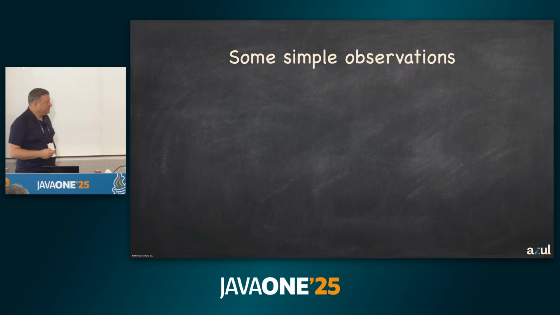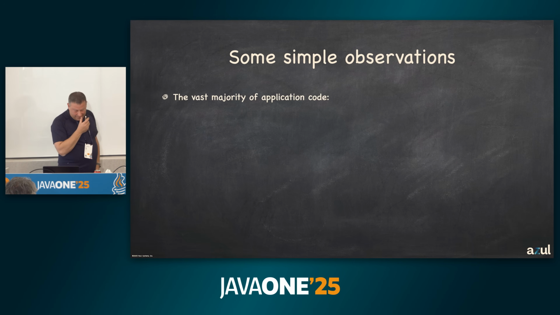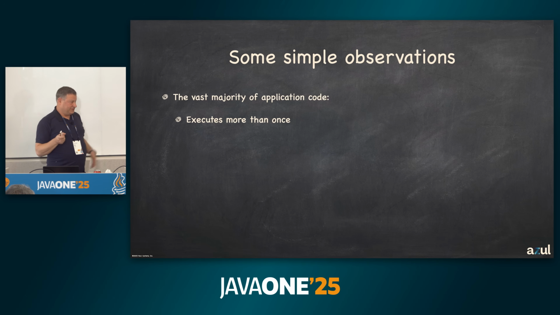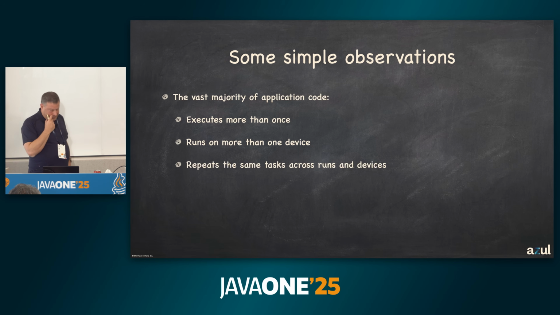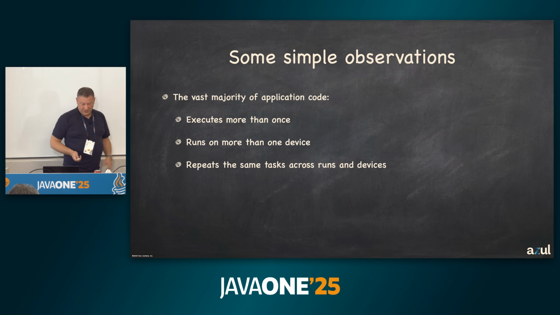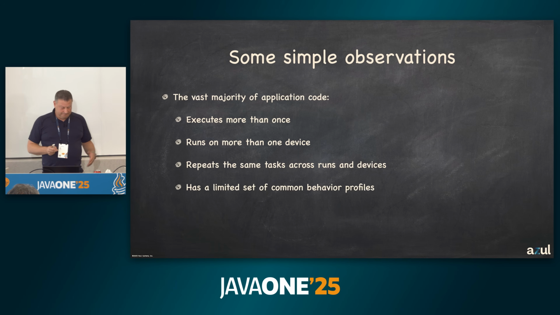Here's some simple observations. For the vast majority of code we write, the code runs more than once, right? I know we run it once just to debug it. We find the bug and run it again with different code. But eventually, we run it more than once. It runs on more than one device, multiple instances. It tends to repeat the same thing and work on the same kind of problems with the same behaviors and the same profiles over and over and over again, even across instances of the run.